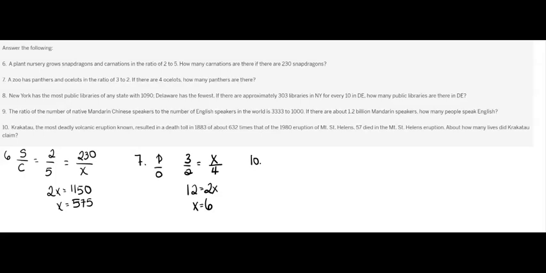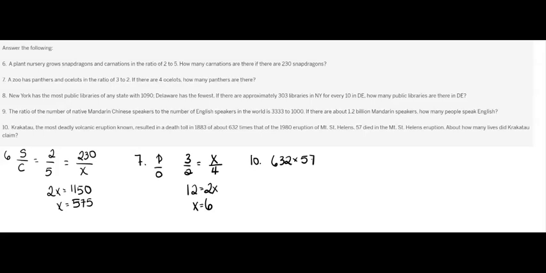It says Krakatoa, the most deadly volcanic eruption known, resulted in a death toll in 1883 of about 632 times that of the 1980 eruption of Mount St. Helens. 57 died in the Mount St. Helens eruption. About how many lives did Krakatoa claim? Well, this one we don't have to set up as a proportion because it tells us that there were 632 times the deaths in Krakatoa as there were at Mount St. Helens. So all I have to do is multiply 632 times 57.